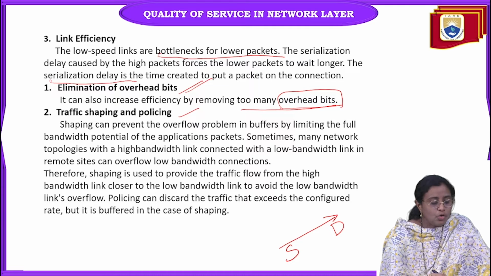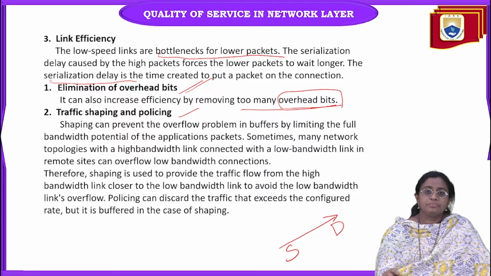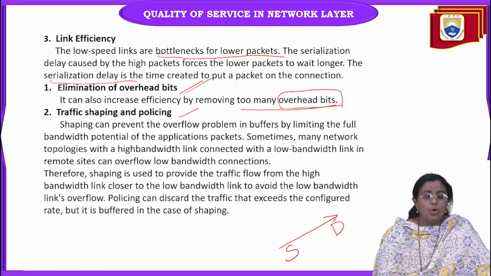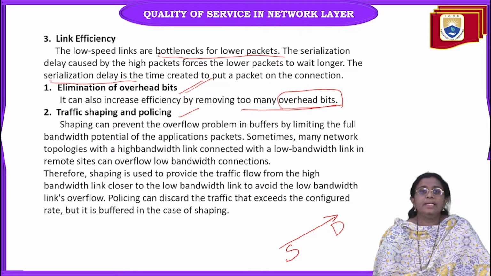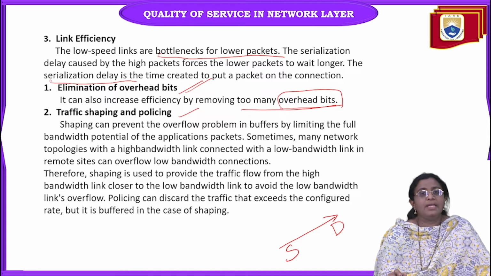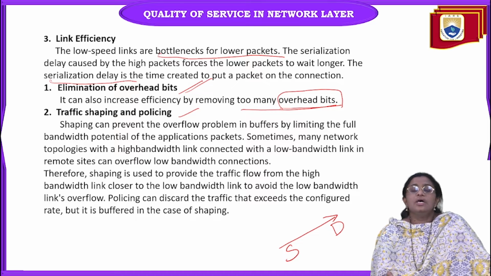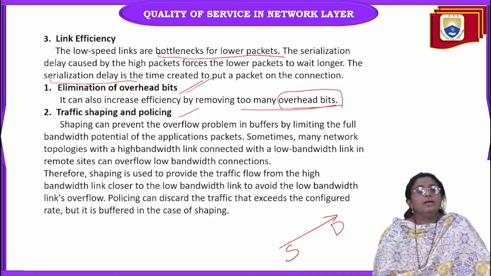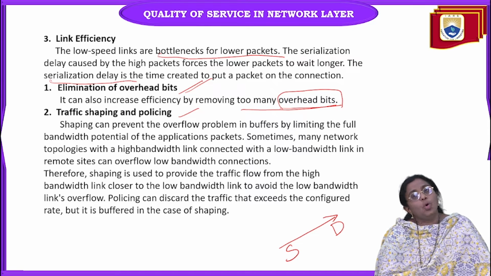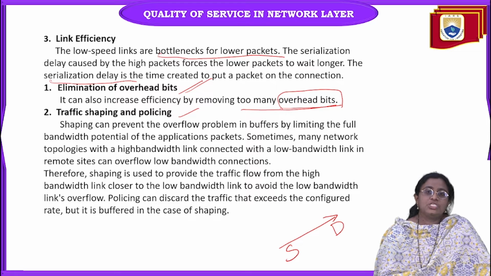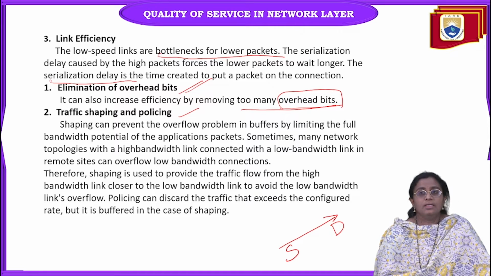And after that, traffic shaping and policing. Shaping can prevent the overflow problem in buffers by limiting the full bandwidth potential of the application packets. Sometimes many network topologies have a high bandwidth link connected to a low bandwidth link, and the sides can overflow the low bandwidth connections. Therefore, shaping is used to bring the traffic flow from the high bandwidth link closer to the low bandwidth link, to avoid overflowing the low bandwidth links.